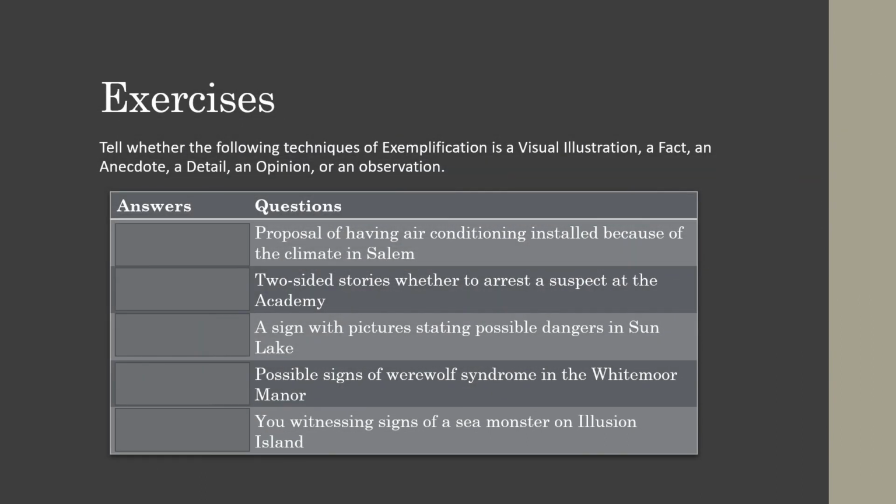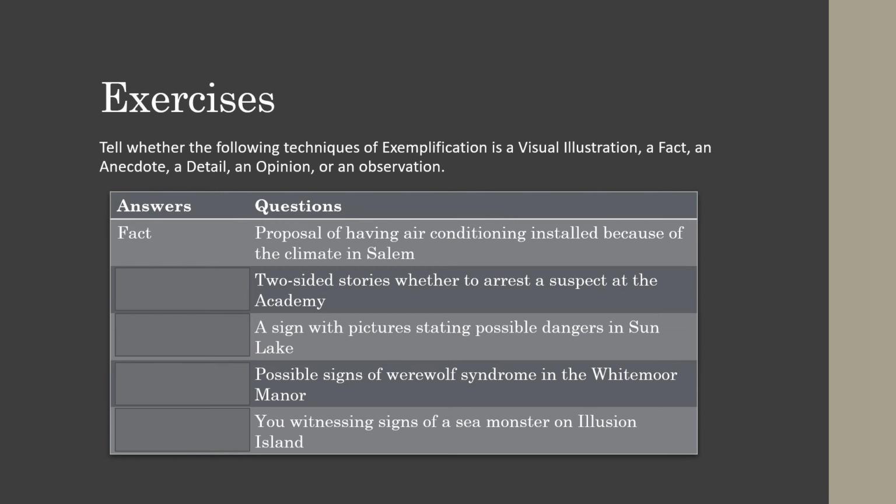So, number 1. Proposal of having air conditioning installed because of the climate in Salem. What is the answer? The answer is a fact, because the climate in Salem is hot, and since it is known that Salem is very hot, we know that air conditioning is needed, so it is a fact.